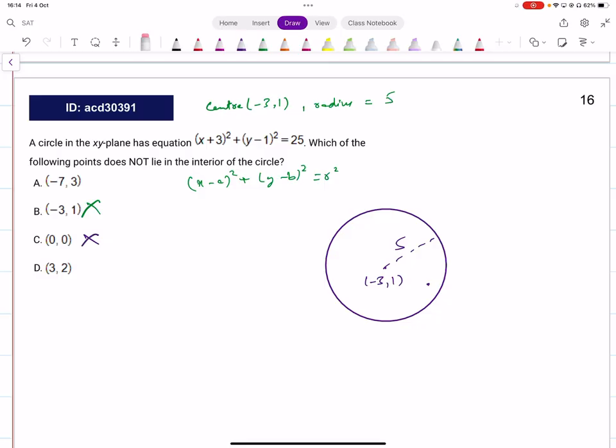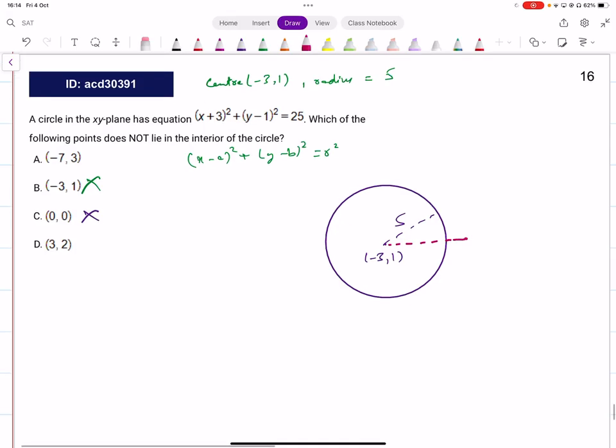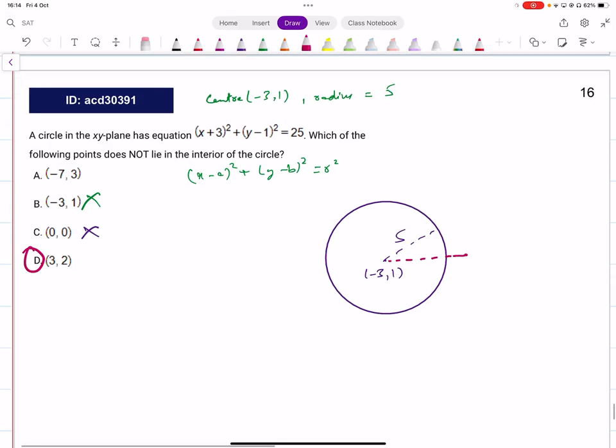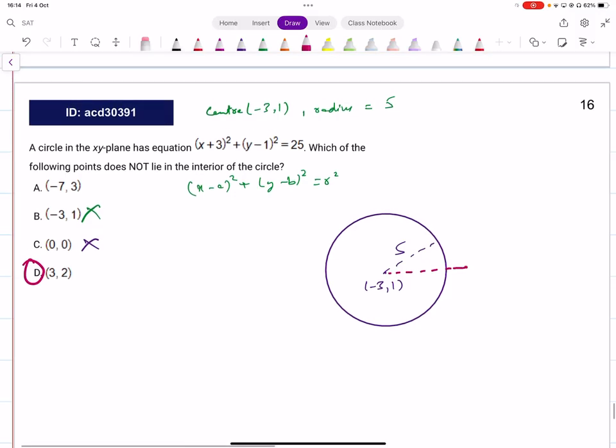3, 2 means 6 units to the right and 1 unit up. So if you go 6 units to the right from this, you're already outside the circle. Going from -3 to 3, that's 6 units. That's already more than 5 units. So you're already outside the circle. It doesn't matter if you go up or down from this, you're outside the circle. So this point has to be outside the circle. There's no need to find all distances individually. You can just think of it like this. That was the last one.